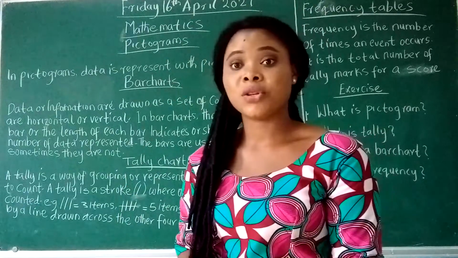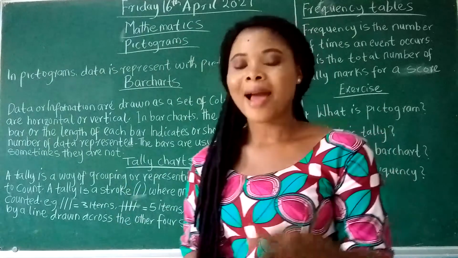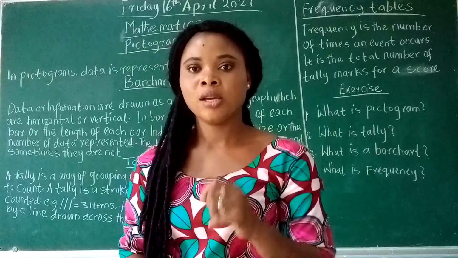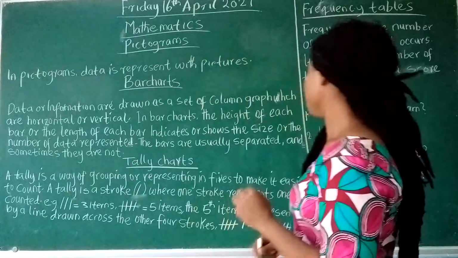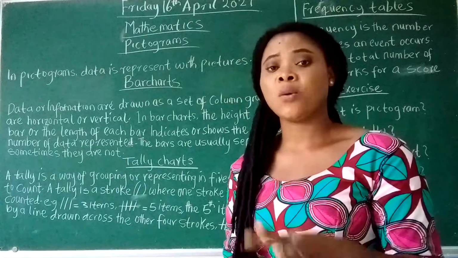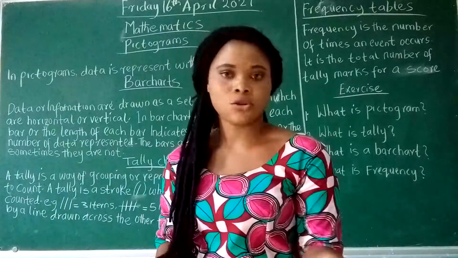While in bar chart, data or information are drawn as a set of column graphs. It can be horizontal or vertical. In bar charts, the height or the length of each bar represents what? The information being represented. It also shows the number or size of the data represented.